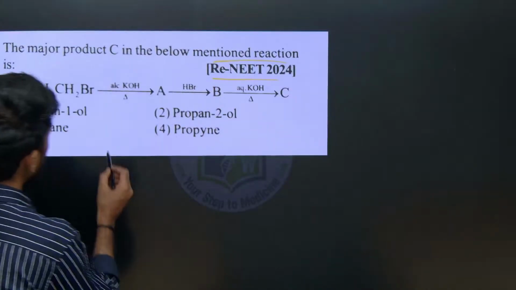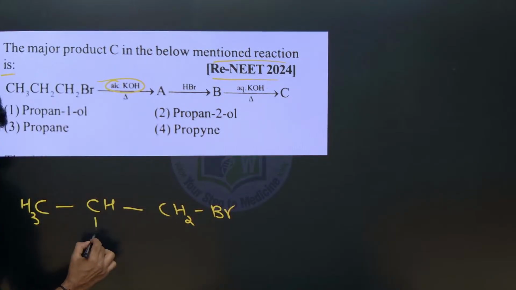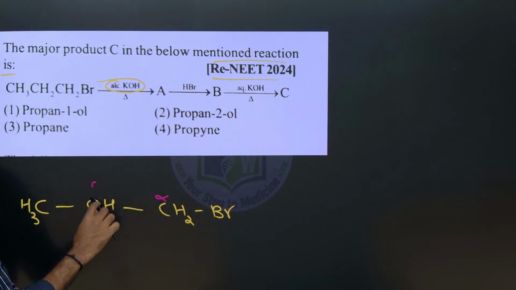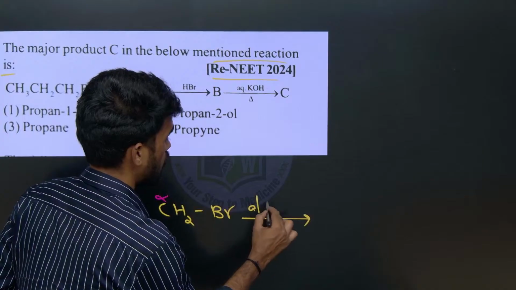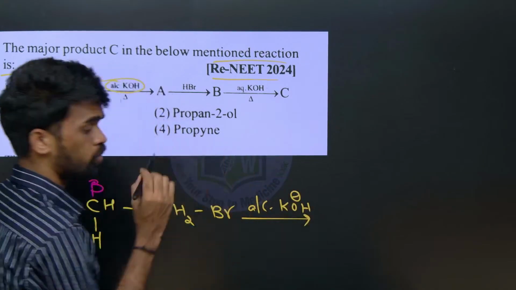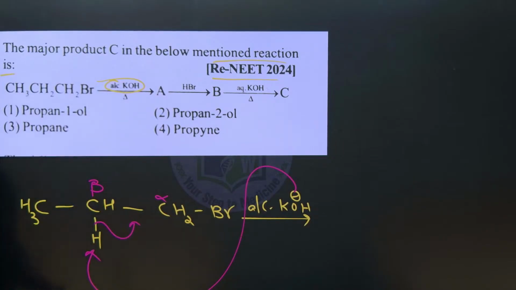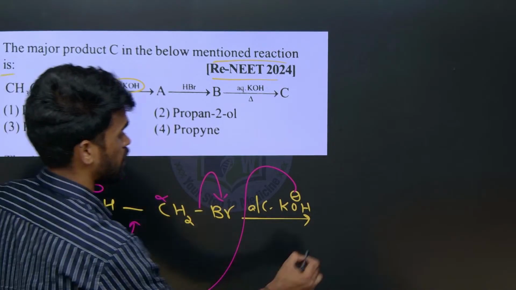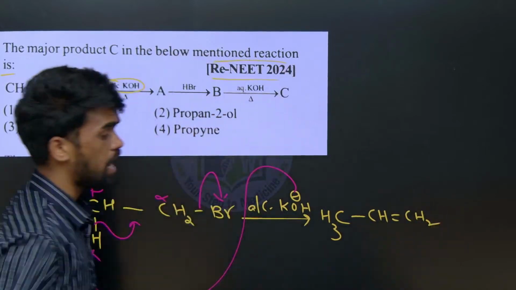Let us see. Whenever you have alcoholic KOH, write the structure first. This hydrogen I can write like this. This is the alpha carbon, this is the beta carbon, so alpha beta elimination. We also discussed this in the hydrocarbon chapter. Alcoholic KOH, O minus, will abstract a proton from here, giving the negative charge here, and Br minus leaves. This is the elimination reaction, and an alkene is obtained.